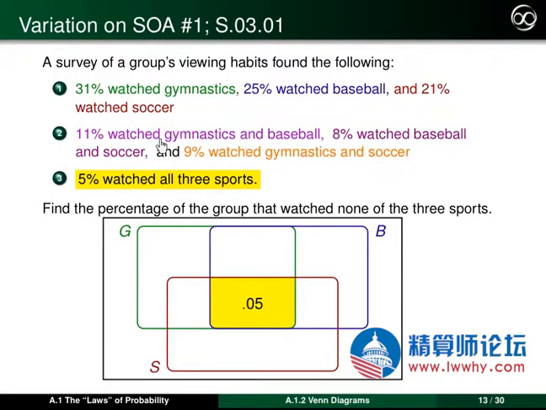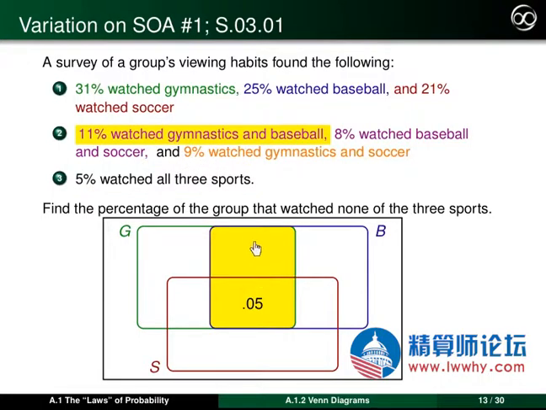11% watch gymnastics and baseball. The people watching gymnastics and baseball, that's this G and B intersection. 11% are in both halves of that rectangle. 5% are in the bottom half. It adds up to 11%, so it has to be 11% minus 5%, or 6%, in this top highlighted bit.